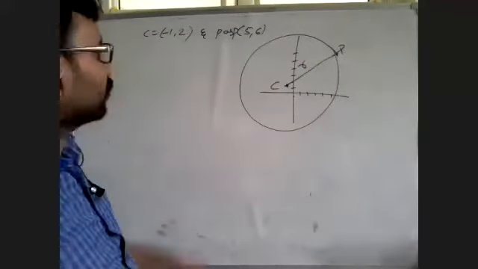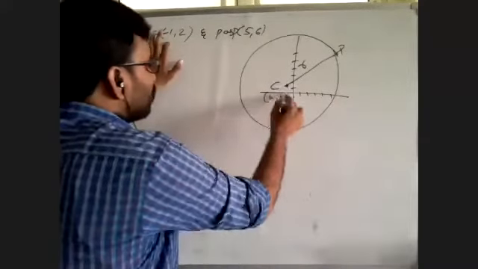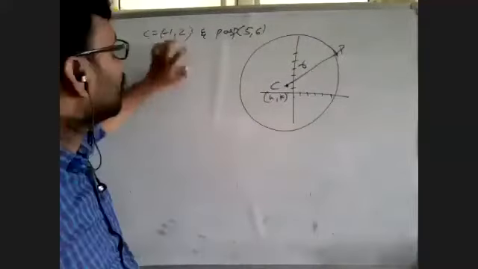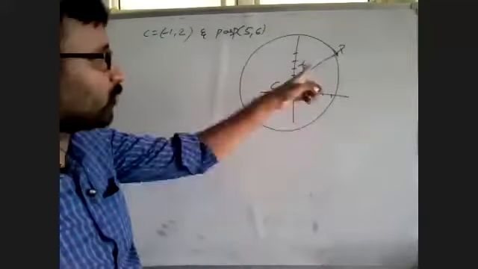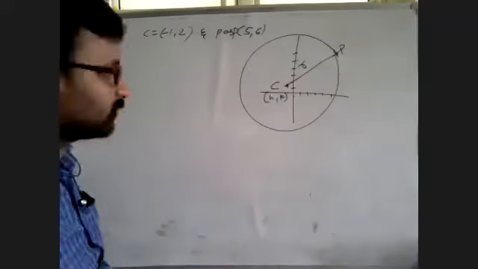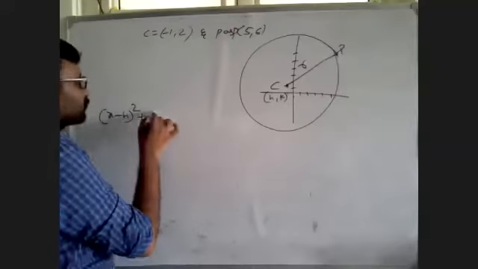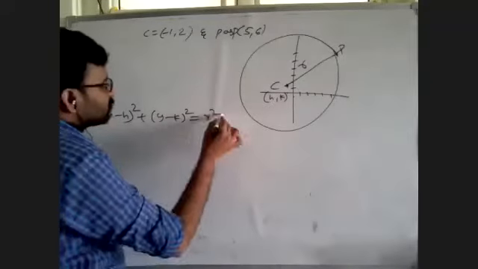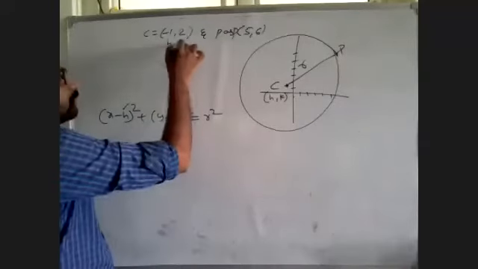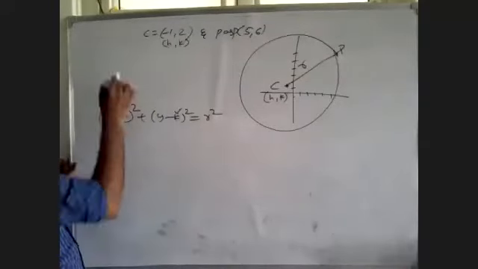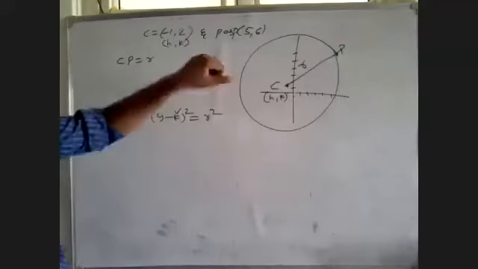Now here, center I told you always take as h comma k or alpha comma beta, and this is x comma y. And we know if your center is h comma k and point on the circle, then the circle equation is x minus h whole square plus y minus k whole square is equal to r square. We have h, k and we have no r, but CP is equal to r. The distance between center and point is nothing but small r.